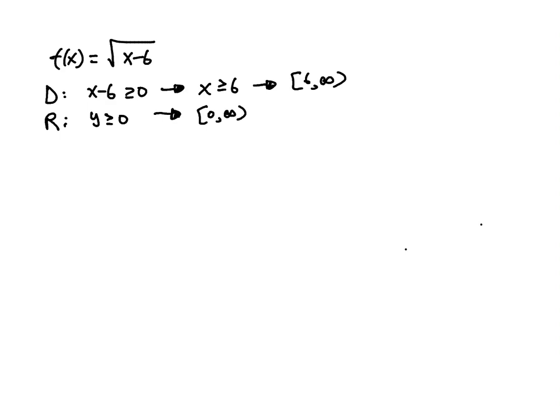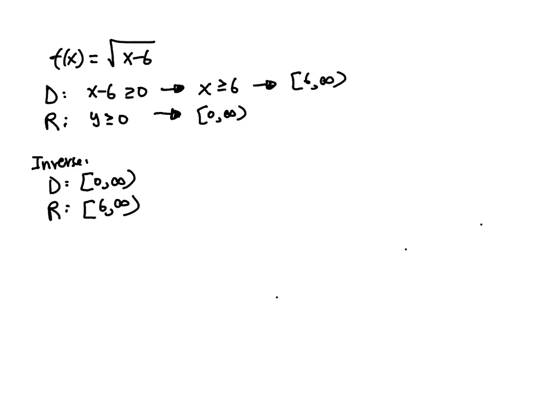Alright, now let's work on the inverse. If we're just looking at the domain and the range, remember the domain of the inverse is the range of the original. So the domain for the inverse is going to be from 0 to positive infinity. The range for the inverse is going to be the domain of the original, which in this case is bracket 6 to infinity.